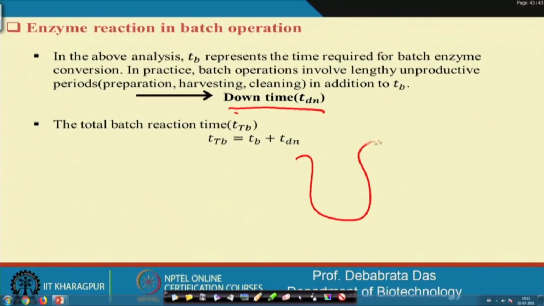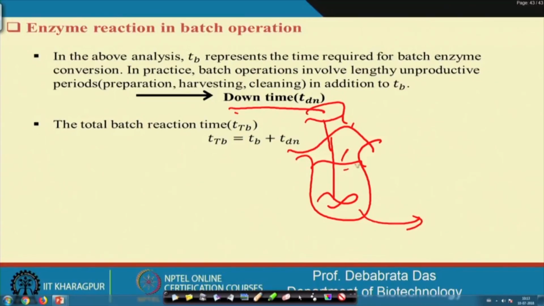So suppose this is the batch, am I right? This is the batch, and this is the fermenter, and you carry out the fermentation. After the fermentation is over, you have to take out the material. Again, you have to clean the vessel and refill the substrate here. Am I right? For that, you require some time, and this time we consider as the downtime.